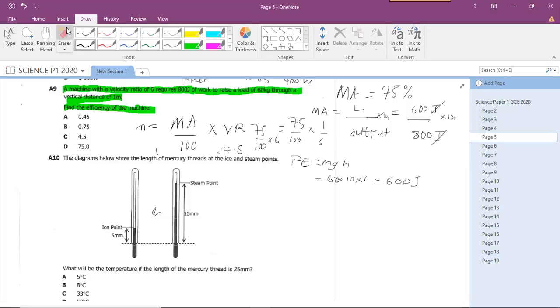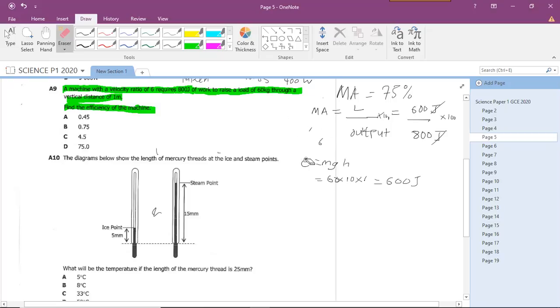Let me re-explain this. Let me start it over. This 100 wasn't supposed to be there. I made a mistake on this formula. So the formula that you actually have to know is: efficiency is the mechanical advantage over 100 multiplied by the velocity ratio.